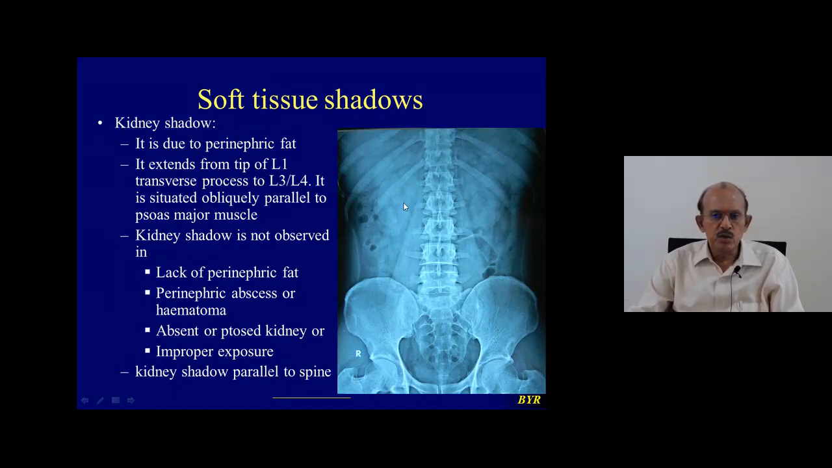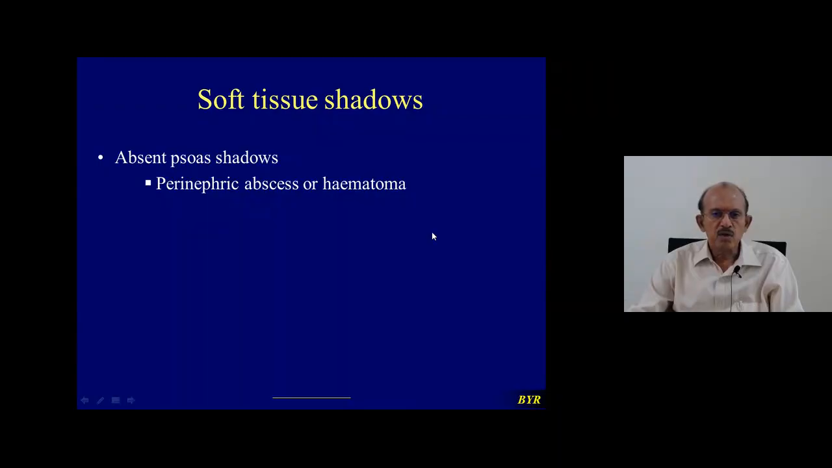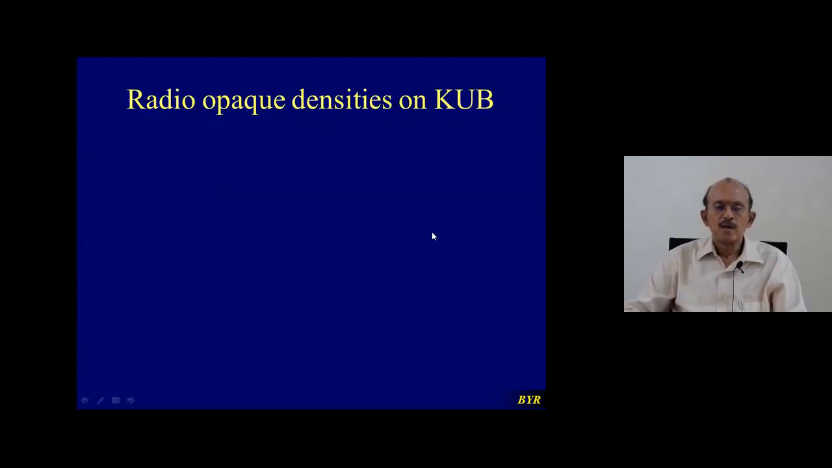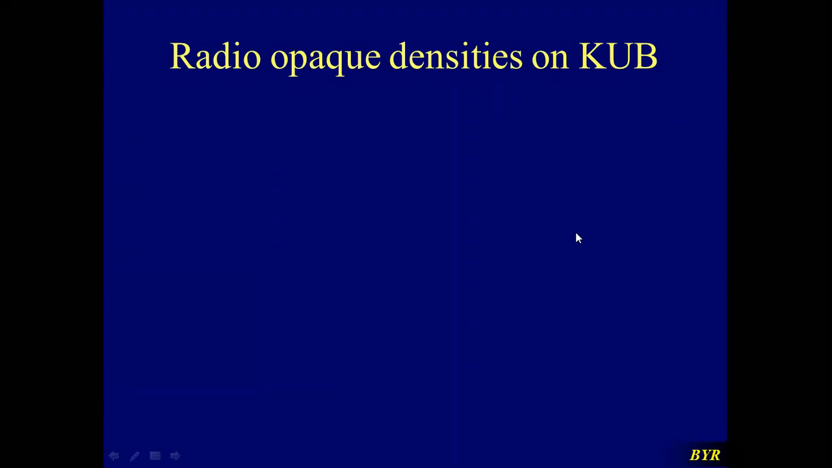Normally, kidney shadow is situated parallel to the psoas major shadow. Sometimes it is parallel to the spine, not obliquely placed but vertically placed. If it is vertically placed, then you must consider that the patient is having horseshoe kidney. It is a congenital anomaly. If psoas shadow is absent, it can be due to perinephric abscess or hematoma. So that is about soft tissue shadows on the plain X-ray, KUB X-ray.